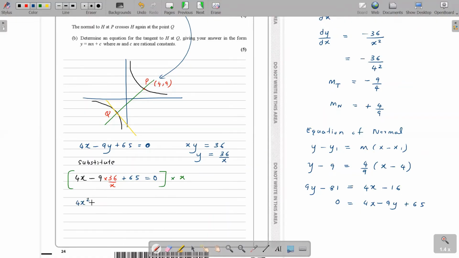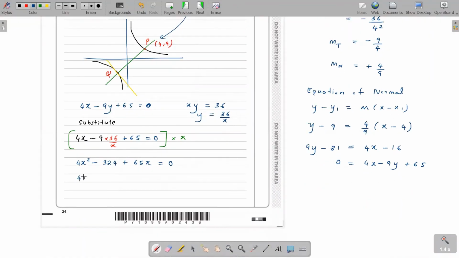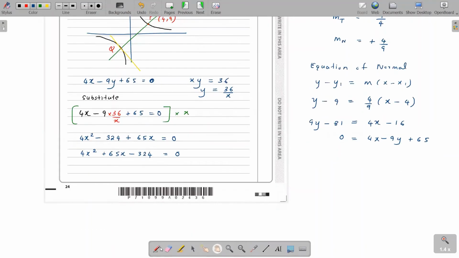Then what do you get here? 4x squared minus 9 over 36 into x. The x will cancel out. That's the whole reason why we multiplied with x, to cancel out the denominator x. What's 9 times 36? 9 times 36 is 324, then plus 65 into x is 65x equals 0. So when I rearrange, it's 4x squared plus 65x minus 324 equals 0. Can you all tell me the factors here? You can type ABC in the calculator. What are the 2 factors we get here? Does it factorize?